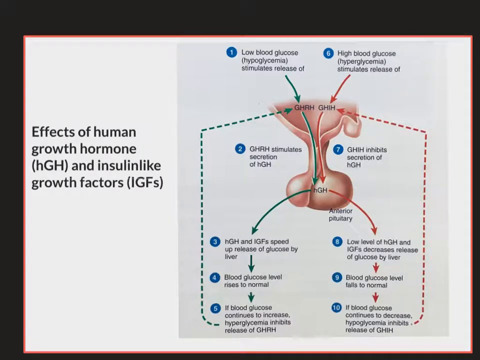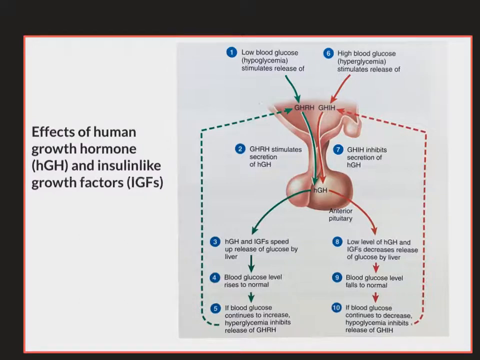On the other hand, if the blood glucose is too high, this is then going to cause the release of growth hormone inhibiting hormone from the hypothalamus, and this is going to inhibit the release of human growth hormone. When the human growth hormone is inhibited, then this is going to decrease the release of glucose by the liver, and this will allow the blood glucose level to return back to normal.